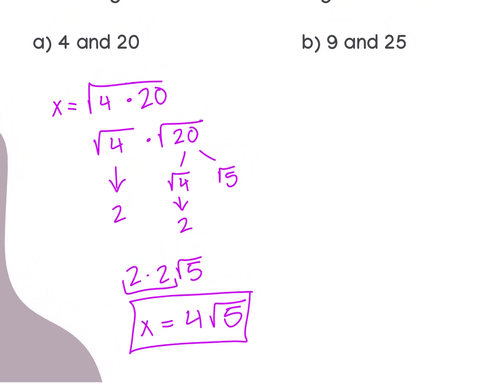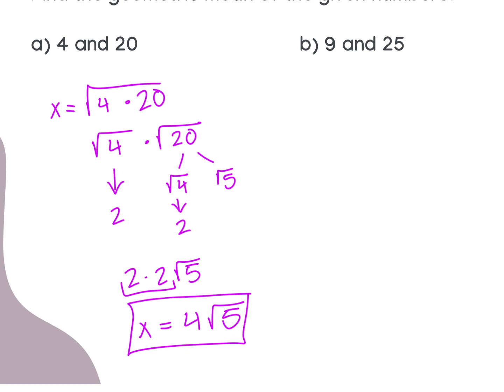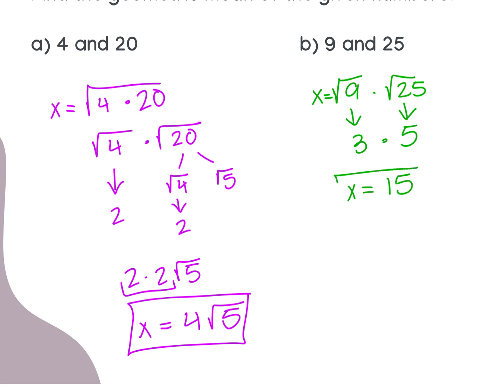Go ahead and try B on your own. Solving this one, you have x equals radical 9 times the square root of 25. Are any of these perfect roots? Yes, both of them are. So I'm going to have 3 times 5. If you left it like that, you cannot leave it like that. X is going to equal, you have to multiply them. And your answer should have been 15. Questions on these? This is probably the easiest part of the notes today.